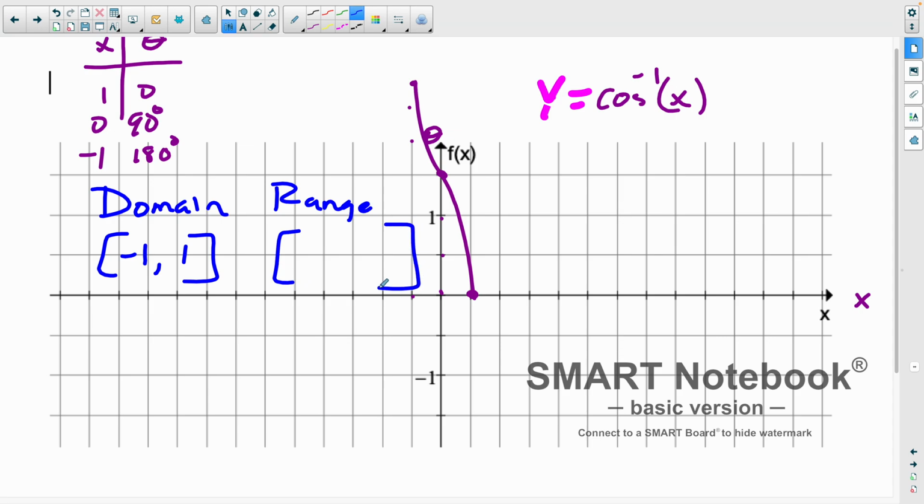90 to 180? Or 0 to 180. 0 to 180. So 0 to 180 degrees, or we could say 0 to, that one's pi there. Okay? So the range looks a little bit different now. Okay?